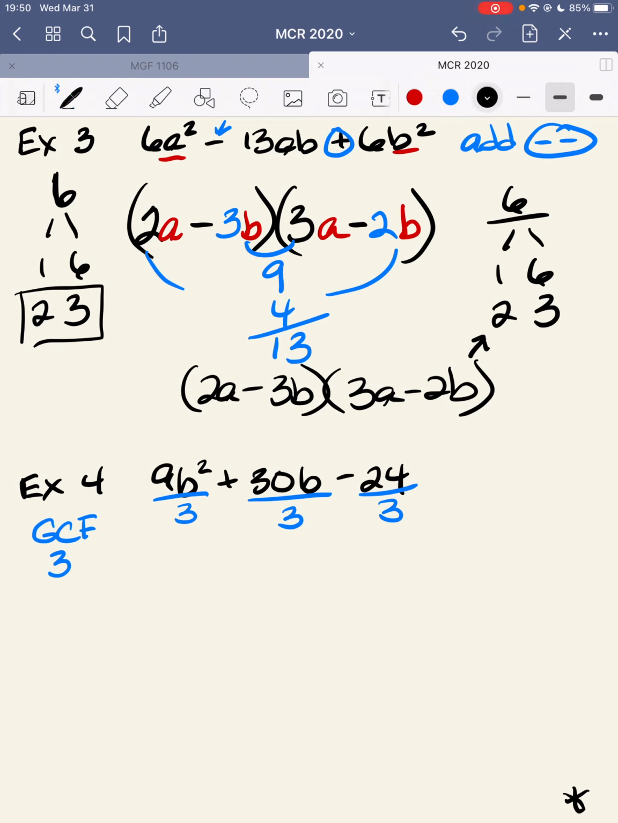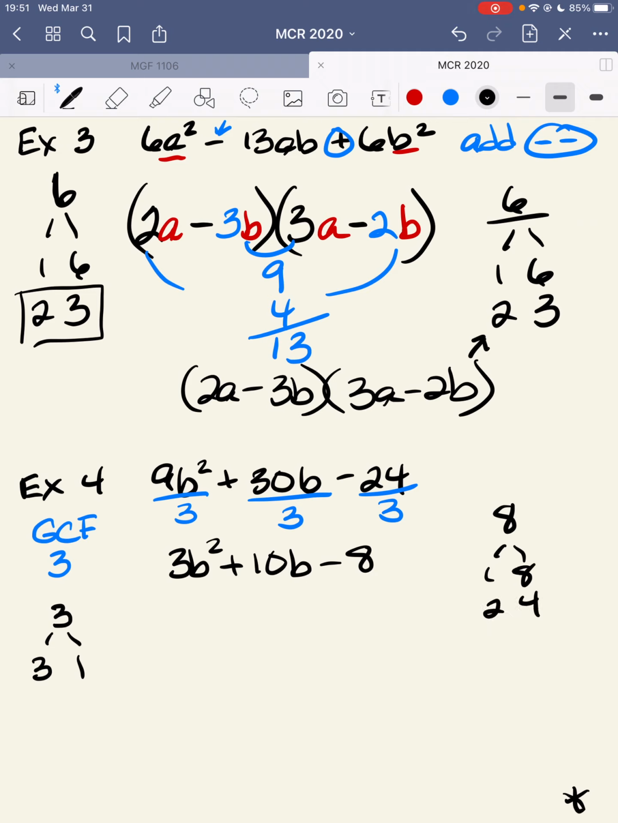All right, so when I divide that 3 out, I get 3b squared plus 10b minus 8. Check again for a GCF. Make sure you got it all out. We did. So my factors of 3 in the front are 3 and 1, or 1 and 3. Factors of 8 are 1 and 8, and 2 and 4.